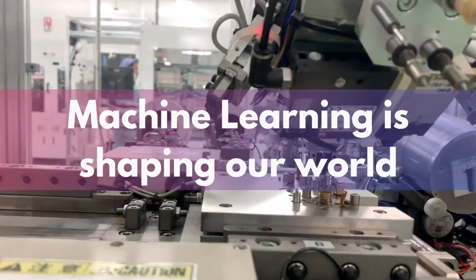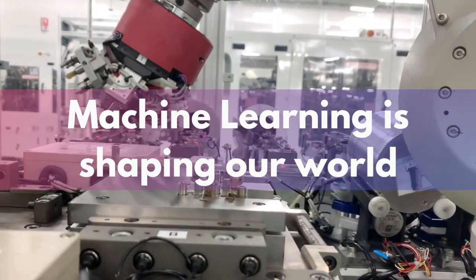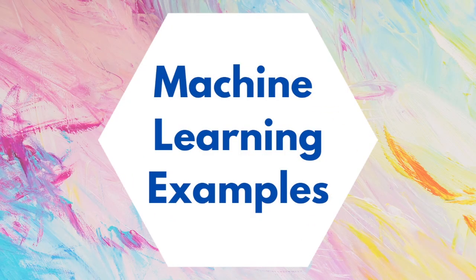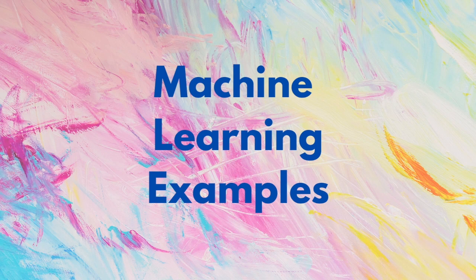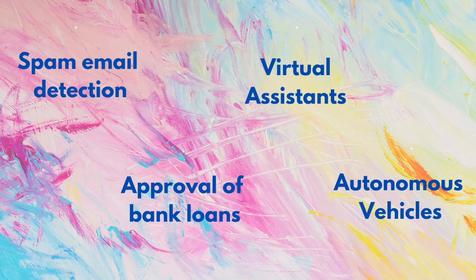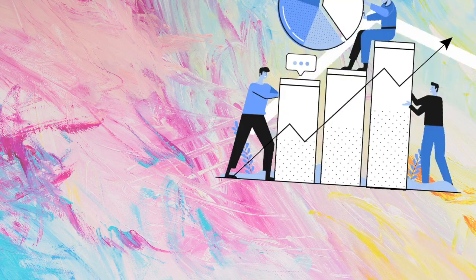Currently, we are witnessing application of artificial narrow intelligence in form of machine learning. Here are some of the areas where ML is being used. Filtering of spam emails, approval of bank loans, virtual assistants, autonomous vehicles. These are just few of the examples. The application domain is growing bigger and bigger each day.